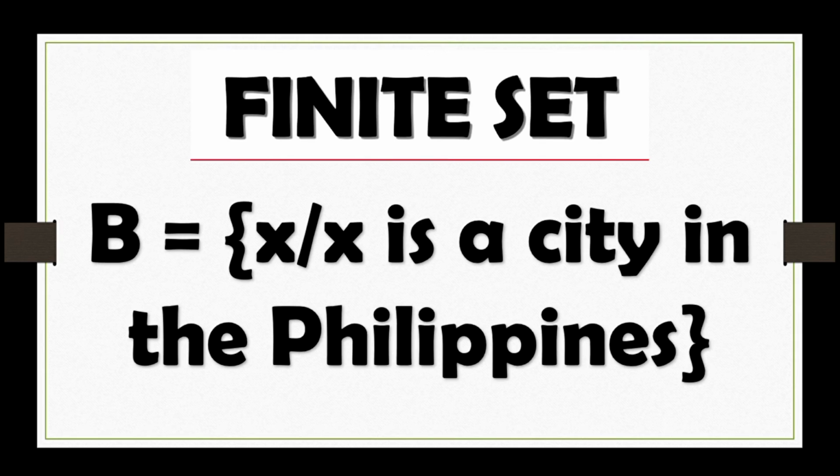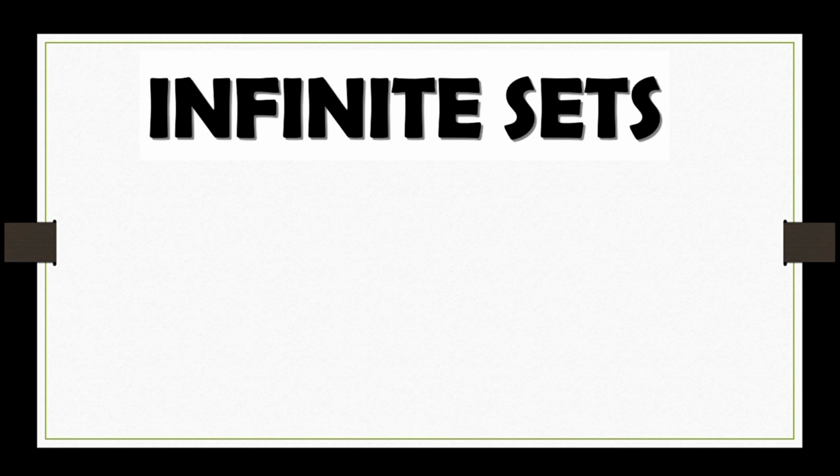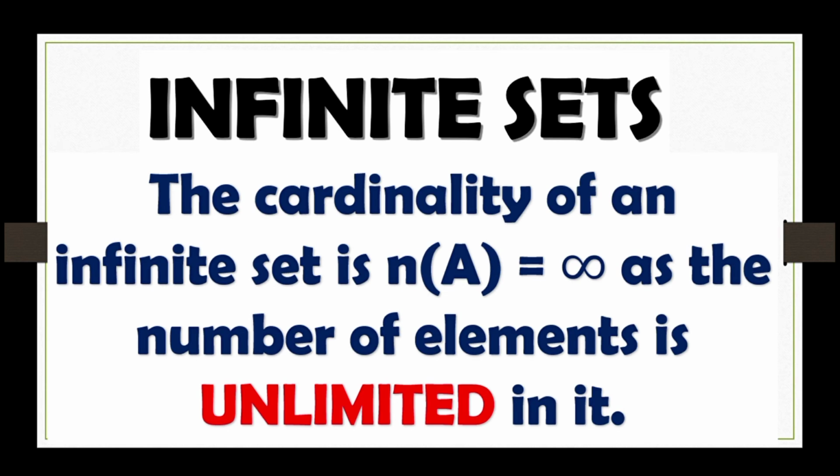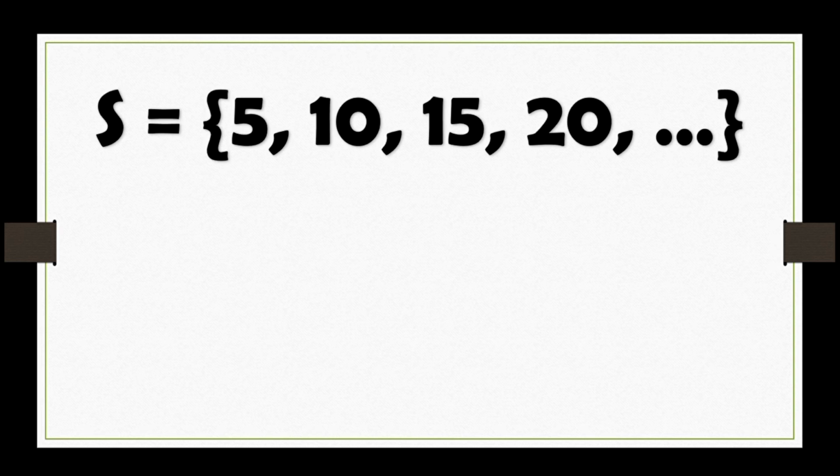So this is an example of a finite set. Let's proceed with the infinite sets. Sets whose number of elements cannot be counted. The cardinality of an infinite set is n of A is equal to infinity, as the number of elements is unlimited in it. Example: set S consists of multiples of 5.